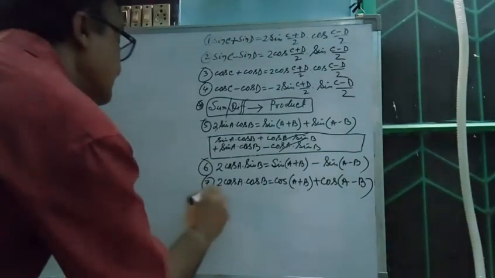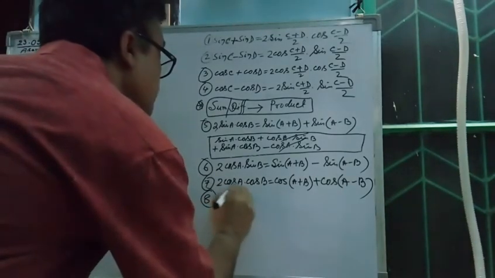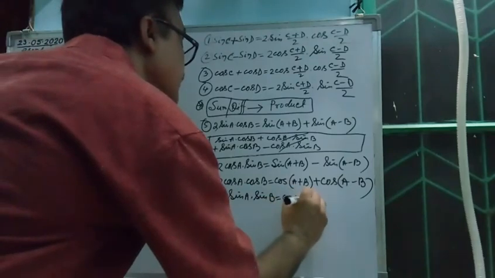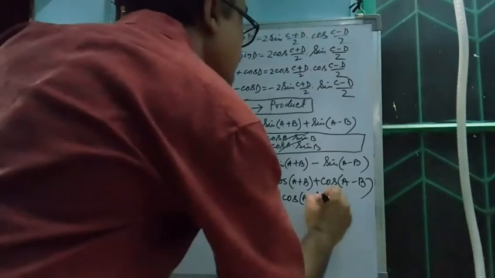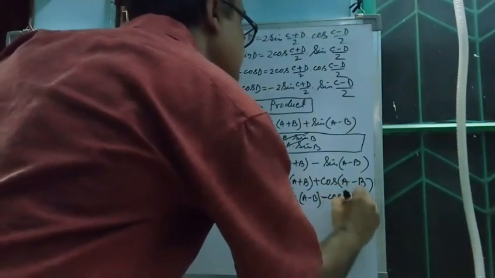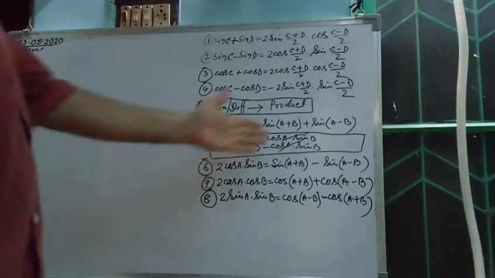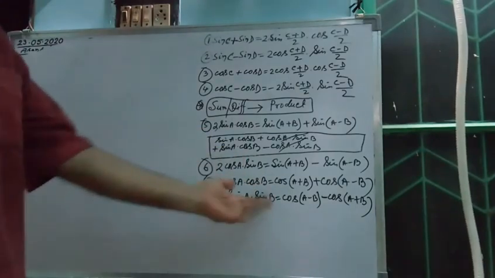One more is left, that is 2 sin A sin B. If we do cos minus, cos of A minus B, then what should we write? Cos (A plus B) or cos (A minus B)? Minus of cos. If we write cos (A plus B) then it will come. Check this, keep calculating mentally. There is nothing to memorize; if we calculate mentally, we will get every result. 2 sin A cos B, 2 cos A sin B, 2 cos A cos B, 2 sin A sin B.